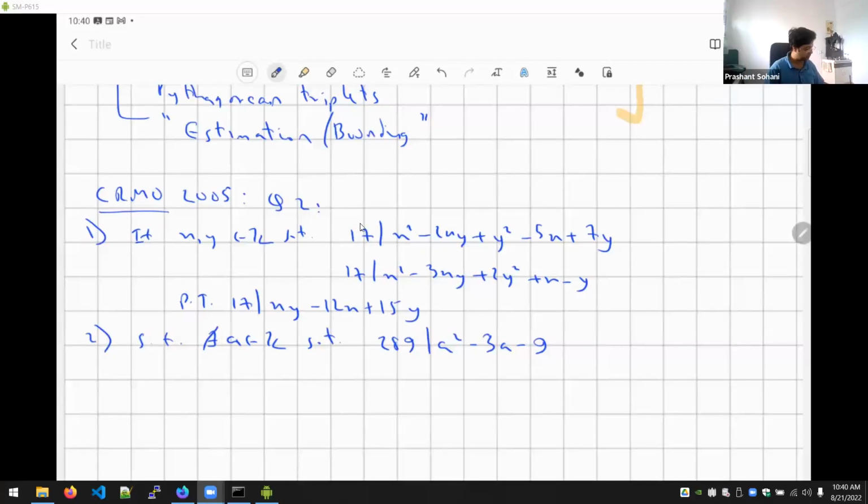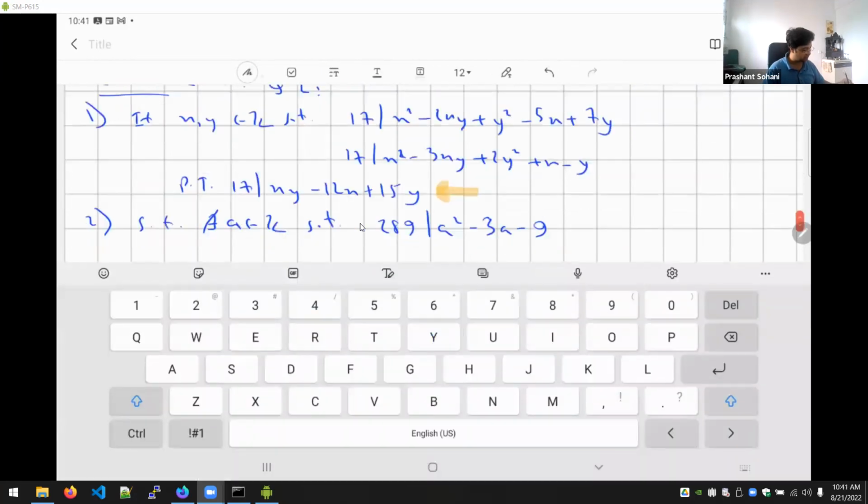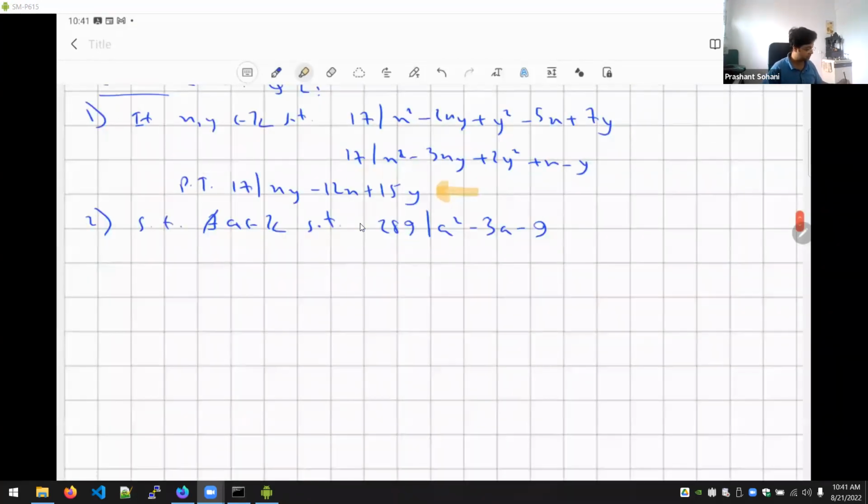Okay, so the first question was from CRMO 2005. If x and y are integers such that 17 divides these two polynomials, x squared minus 2xy plus y squared minus 5x plus 7y, and x squared minus 3xy plus 2y squared plus x minus y, then prove that 17 divides this polynomial. So this was from CRMO 2005. And the second question I am writing just now is from 2009.